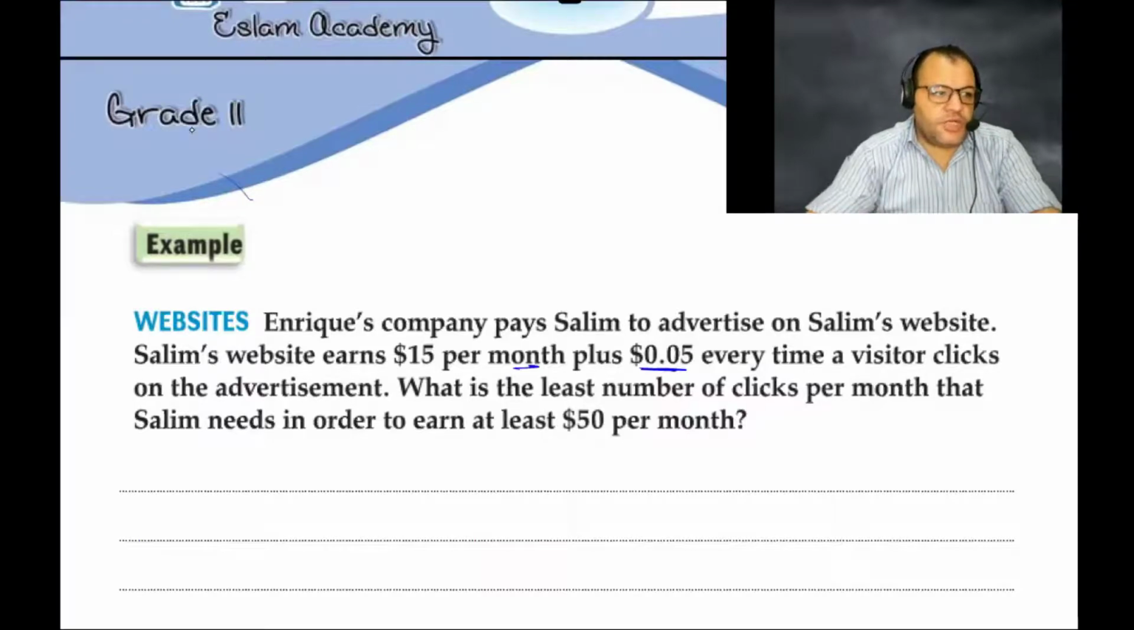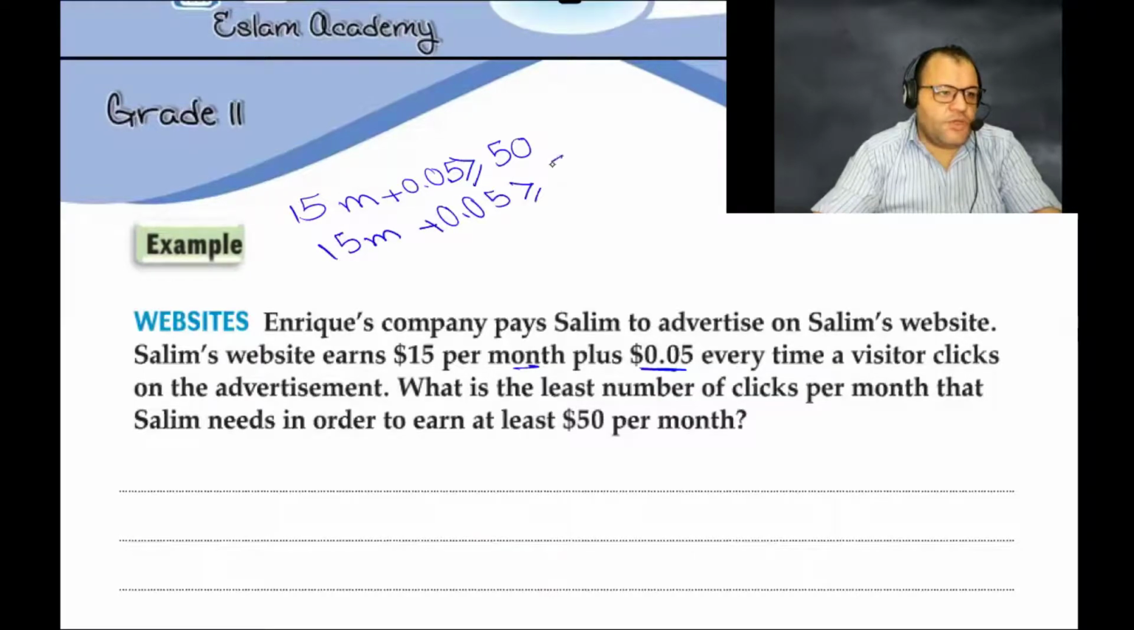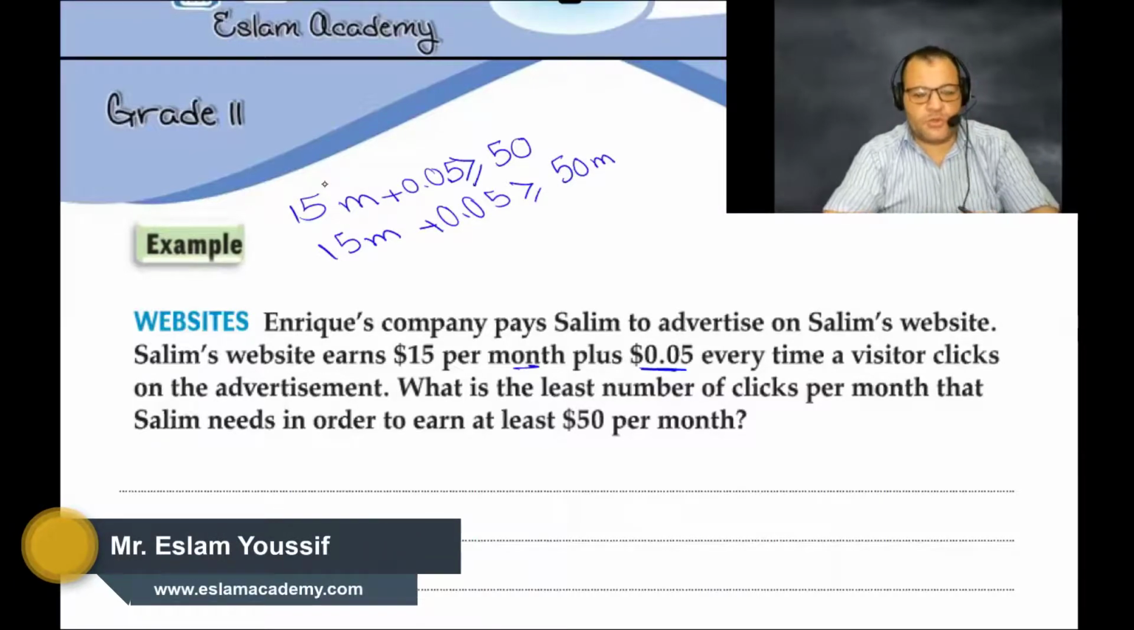Just give me the equation and I will write it. 15M plus 0.05 is more than or equal to 50. If you accept this inequality, I will write it. You have another inequality, so I will write another one: 15M plus 0.05 is greater than or equal to 50M. Is there any other inequality you need me to write?